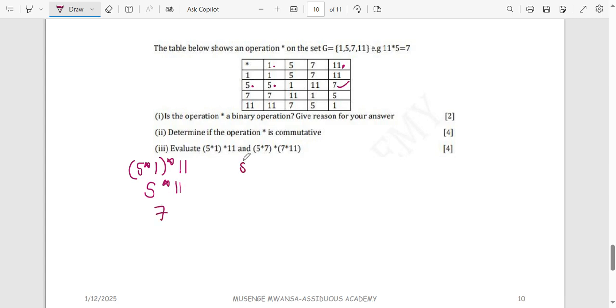Okay. And then the other part of the question is saying 5 star 7 star 7 star 11. So let's start with 5 star 7. You can see the answer is this one here. That is 11. And then I'm going to put a star here. Again, we'll also work out this one which is in the bracket, 7 star 11. So 7 star 11 is there. You can see the answer is there. That is a 5. And now we want to work out 11 star 5. You can see 11 is here, 5 is here. You can see where they are meeting. Okay, 7. So that is the answer. Hope that's okay. Is there anyone that is left out?